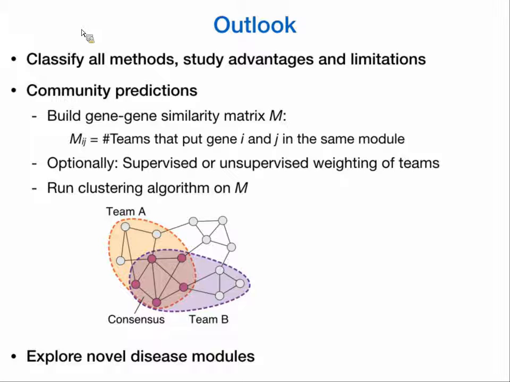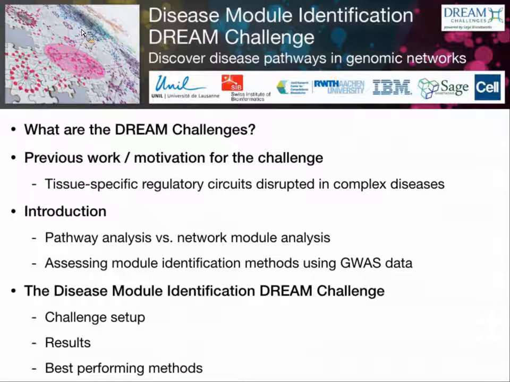So I finish with an outlook. As I said, this is really just results from the last week, so we didn't yet have time to do everything we want to do. Obviously, we want to give a better overview of all the different approaches that were used and how well they did, and generate community predictions. We're currently thinking how to do that, but the basic approach is to build a gene-gene similarity matrix where an entry says how many times a pair of genes was put in the same modules by teams. You can weight teams in different ways, or do it unweighted, and then run a clustering algorithm on this similarity matrix. Then, of course, we have to look at these modules, gain some biological insight, and hopefully follow up on some of these predicted disease pathways, even with experimental collaborators.